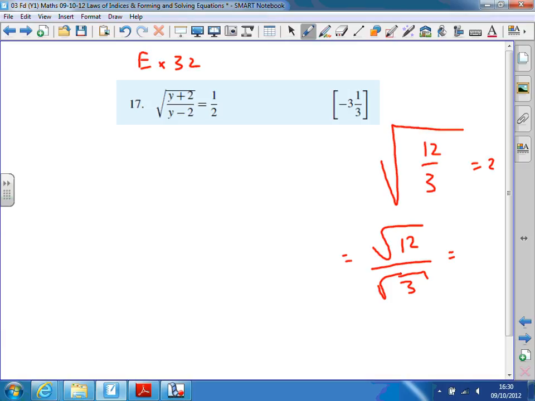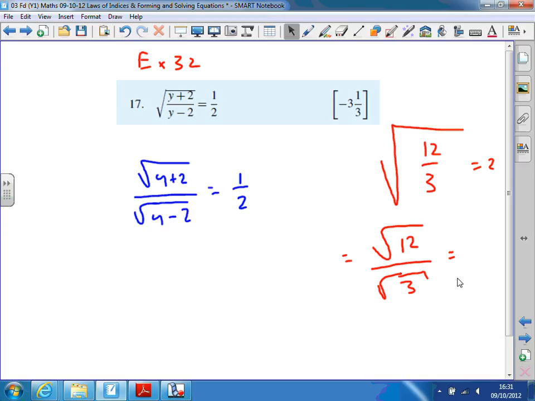Okay, 2. So, in other words, if we've got something a fraction square rooted, we can split it and divide each square root, each bit. And that's what I'm going to do here. So you just needed that bit of information. In other words, I can instantly write this as the square root of y plus 2 over the square root of y minus 2 equals a half.